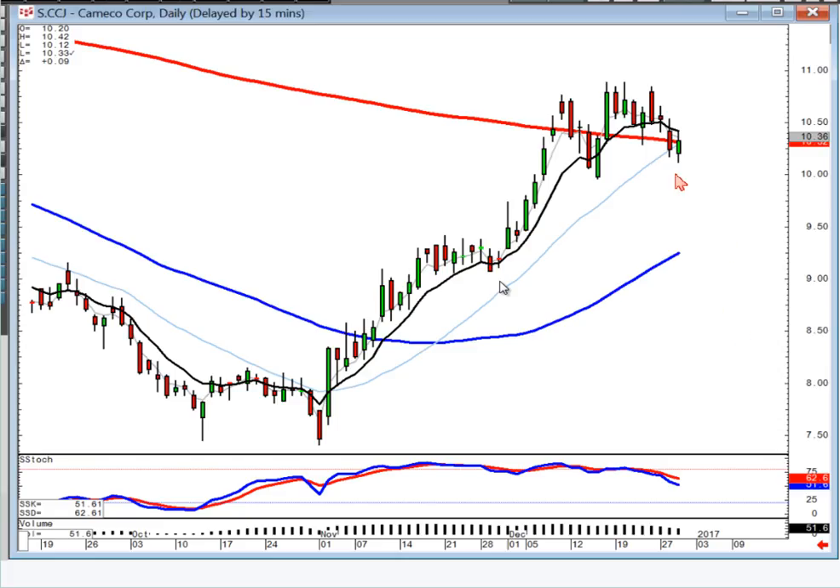CCJ, you should be out of this one. I wouldn't be back in it until you see it close above the T line. I wouldn't be short, but I wouldn't be long. Anytime you see a big move like this, usually you'll have a 45 degree, just kind of a steady eddy to the upside.